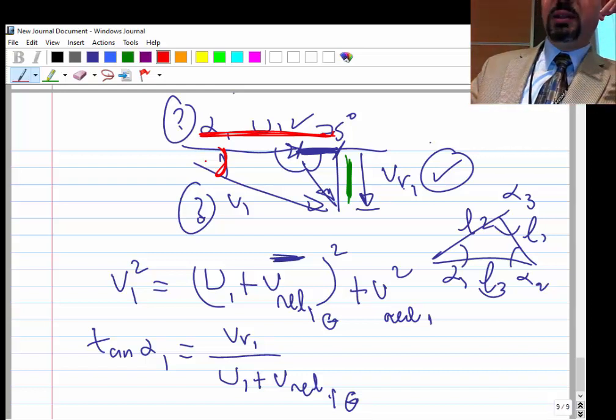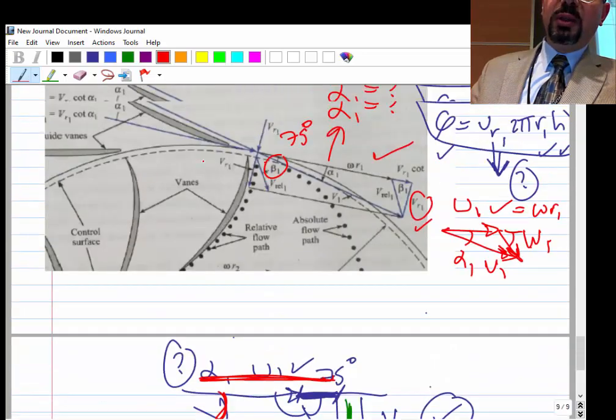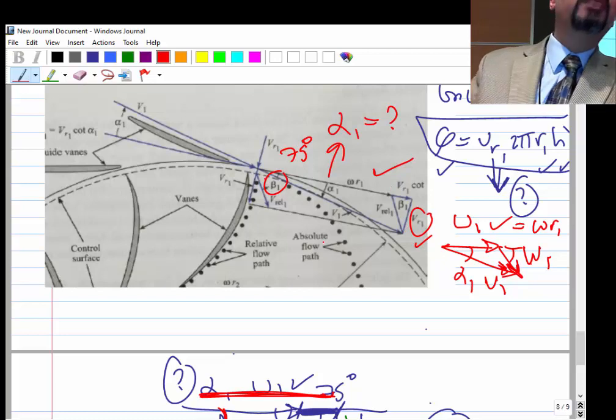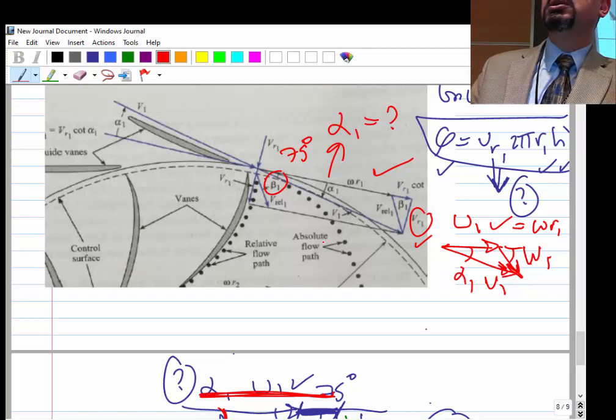Okay, and understanding what we are looking at in that drawing, understanding that basically U plus V relative equals V absolute. Okay, questions? You got it?